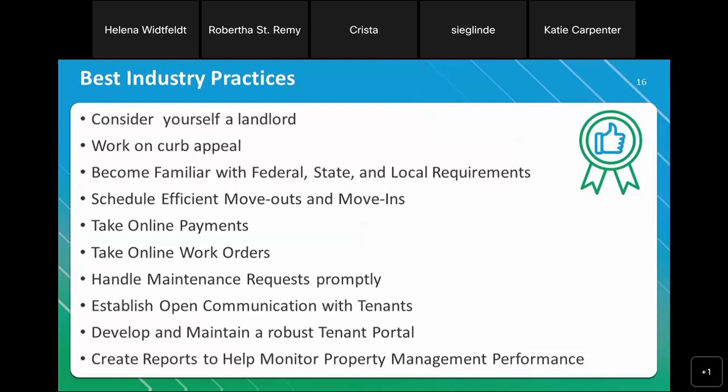Now, of course, the reports that you can create help monitor your property management performance. You want to critically evaluate whether those management reports, the standardized reports, give you the information you really want, or whether you need to tweak them because you want them better aligned with those kind of scoring tools that HUD uses. And so the information that you receive out of those reports is really more useful for you and your team. Next slide. We're not done yet.